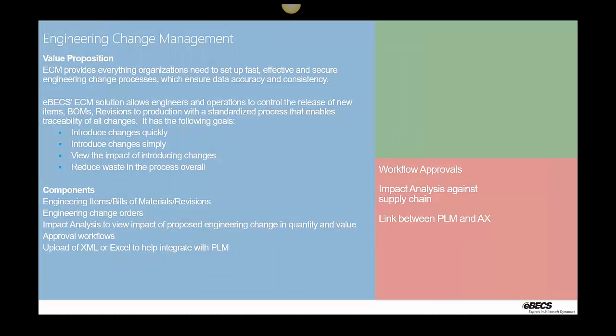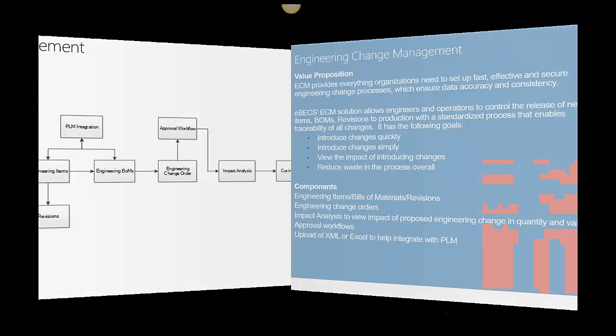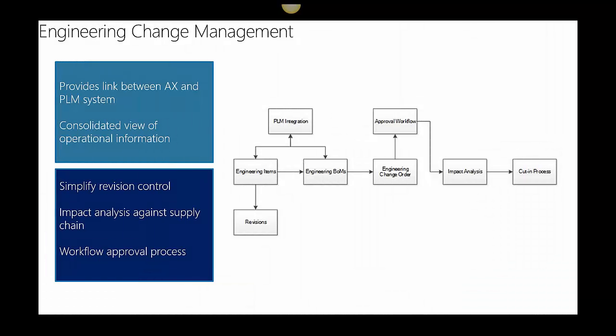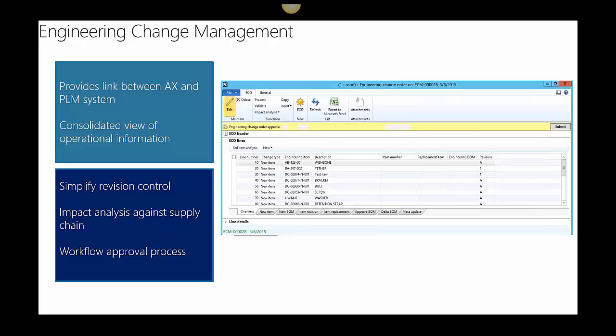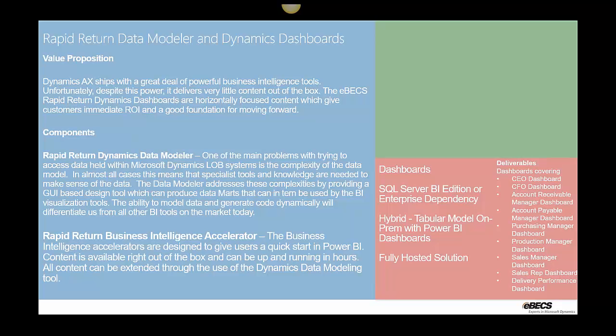We also have an engineering change management solution. This is very much a link between engineering and production. You probably are very familiar with this. You might be doing designs in a PLM system, and we have to get that introduced into AX. So we've got an engineering module that lets you do that inside of AX. It's got workflows. It can show impact analysis to say, if I introduce this change, it's going to affect these purchase orders that are open.